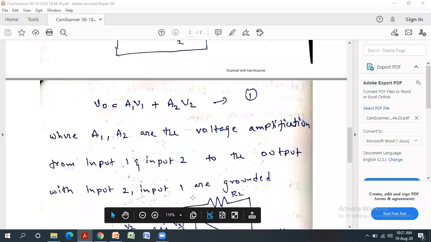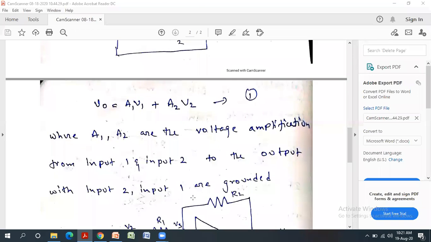What are A1 and A2? A1 and A2 are voltage amplification gains. A1 is the voltage amplification gain observed at the amplifier at input 1. A2 is the voltage amplification gain observed at input 2. That's why we explained them in the output voltage signal: V0 is equal to A1 into V1 plus A2 into V2.